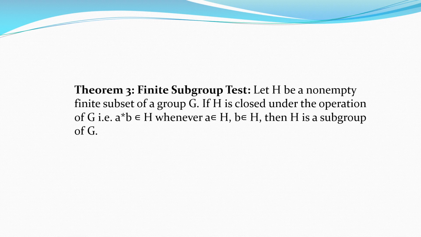Let H be a non-empty finite subset of a group G. If H is closed under the operation of G, that is A star B is present in H whenever A and B are in H, then H is a subgroup of G. Now, the finite subgroup test is applicable only if H is a finite subset of some group G. To check whether H is a subgroup of G: if H is closed under the operation of G, that is A star B is present in H whenever A, B belong to H, then H is a subgroup of G.